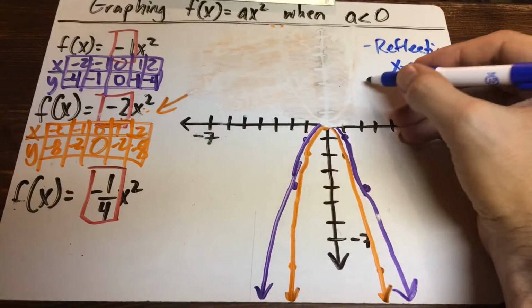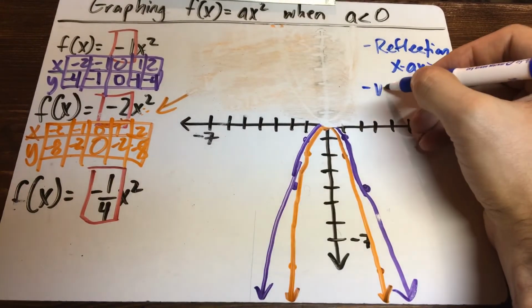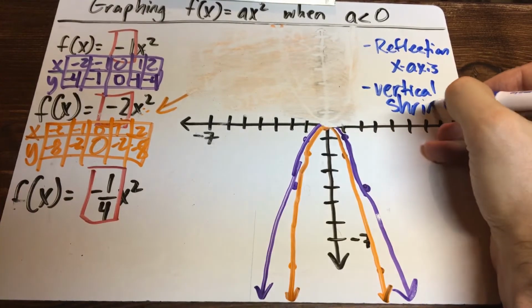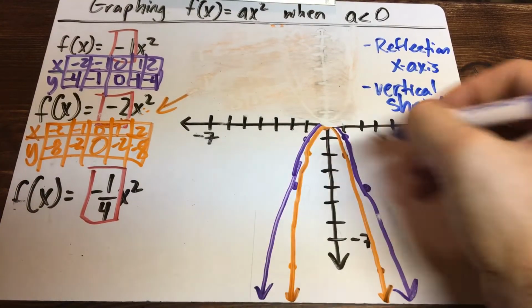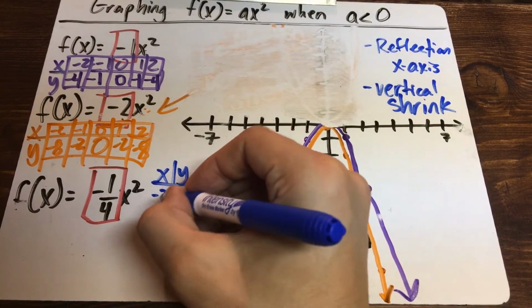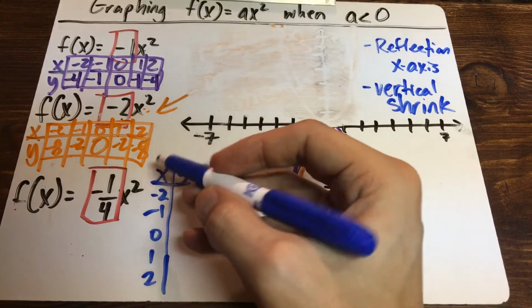This is not going to be a vertical stretch because this number is in between 0 and 1. It's a fraction. This is going to be a vertical shrink. This thing should be wider, right? This thing should be more wide open like the other ones were here. I like to make the tables go like this. I don't know if I will confuse you by that, but I apologize.